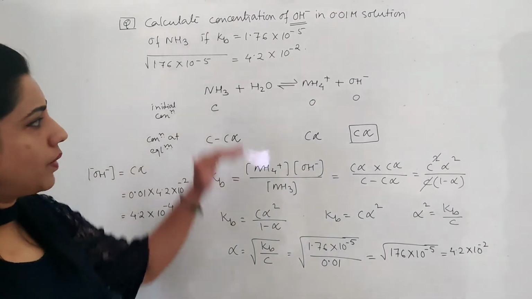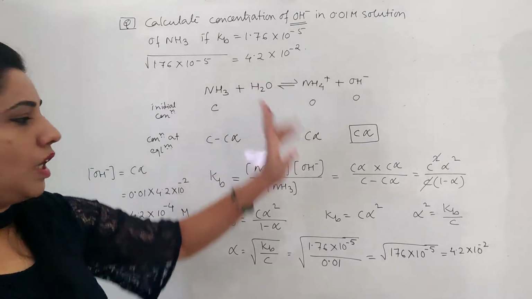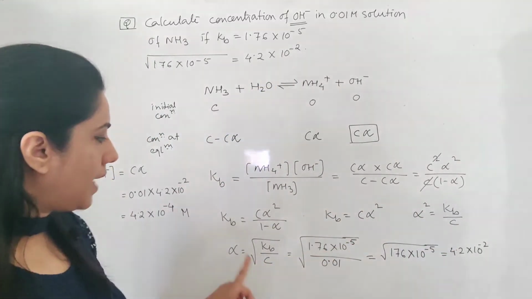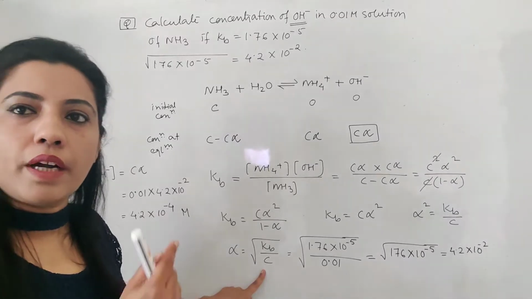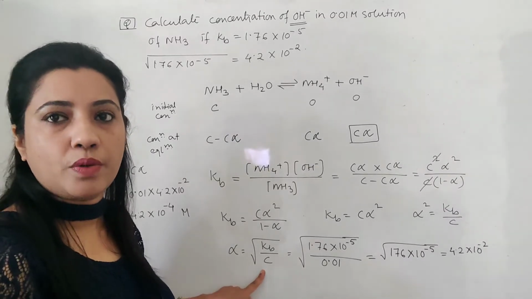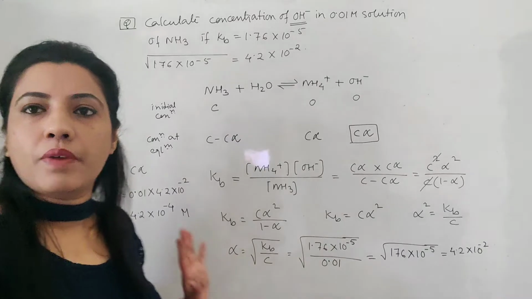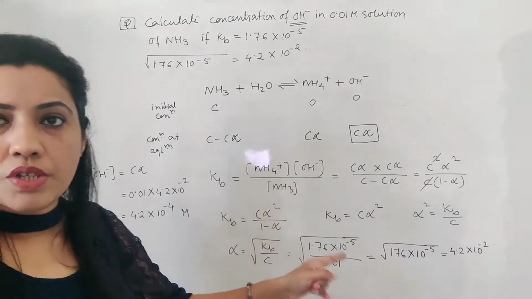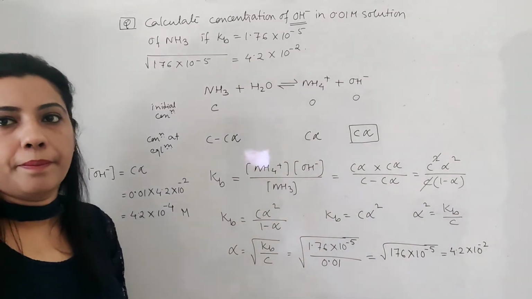So what you can do is you can show the dissociation, you can go till here and then you can put the values, or you can directly use this formula because we already derived this formula in Ostwald dilution law, and we can put the values and we can get the answer. But I will suggest you start from here, show the dissociation and do the entire sum.